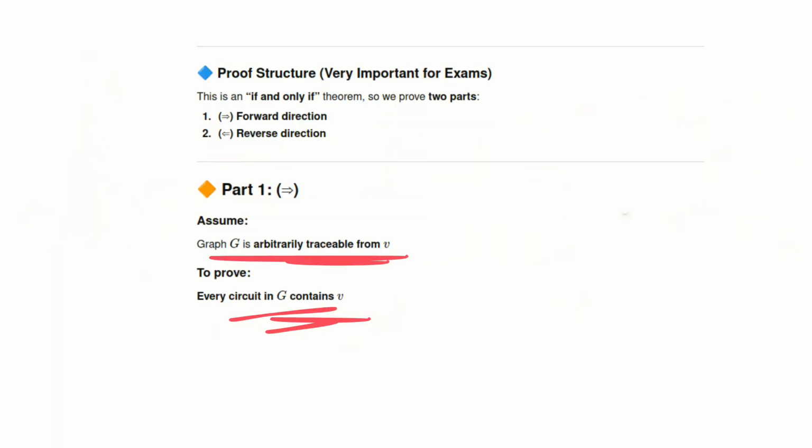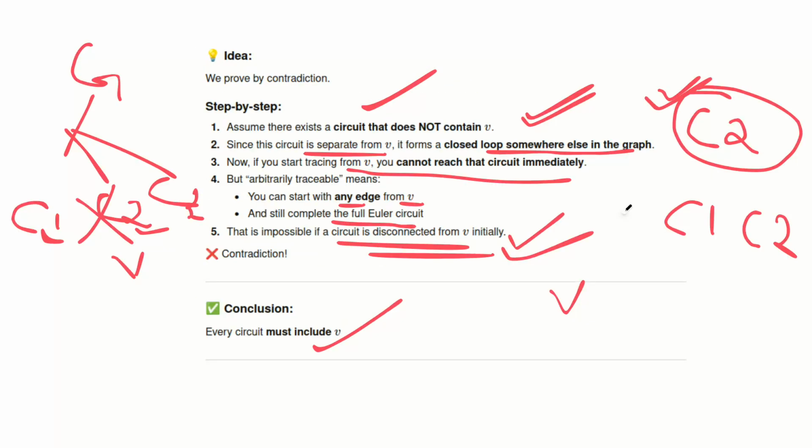So what we are saying is that first we are going to prove that if the graph G is arbitrary traceable, then the circuit would contain V. For that I am going to consider a proof by contradiction. First, I'm going to assume that there is a circuit that doesn't contain V in it. That means this circuit would form a closed loop somewhere else in the graph because it is separated from V. Now, if I'm starting from V, I cannot reach that circuit immediately.